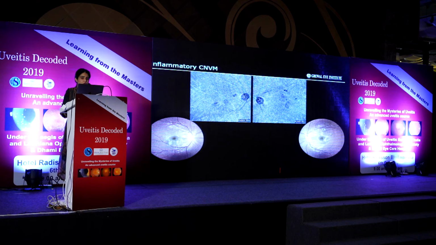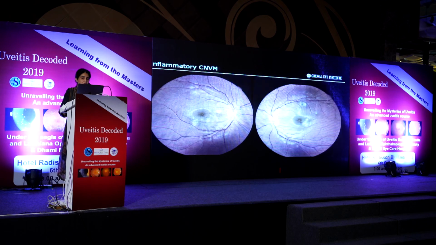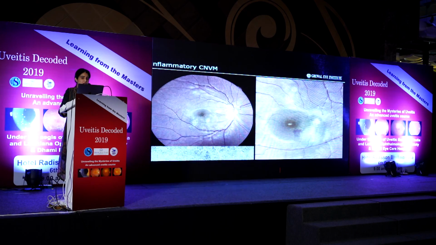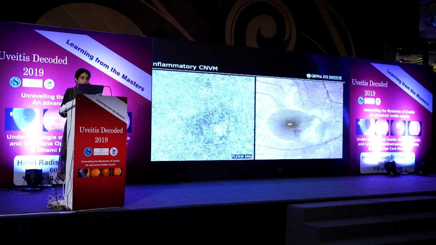This is the last section, which is an inflammatory CNVM, bilateral PIC lesions seen on OCT angio as well. A bit more importantly, if you look carefully, the color picture shows a retinal hemorrhage. Corresponding OCT angio is able to pick up the CNVM.